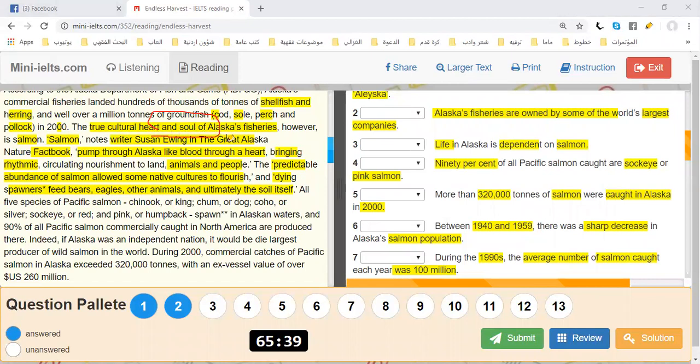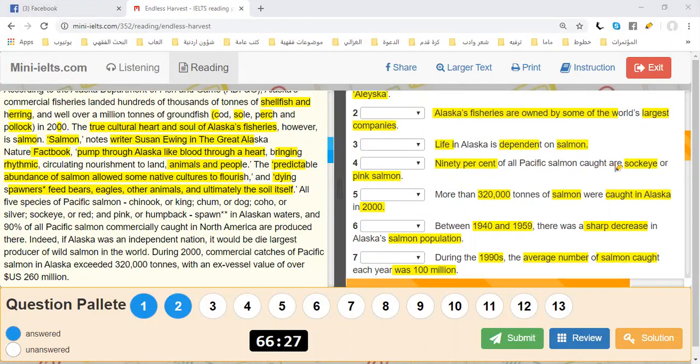The cultural heart and soul of Alaska's fisheries. The salmon pulse through Alaska like blood through a heart, bringing rhythmic, circulating nourishment to land, animals, and people. So the life of animals and people in Alaska depends majorly, or mostly, on salmon. Yes, Ayman, that's correct. It's true. Thank you, Ayman. Thank you, Fatima. The answer for point three is true.